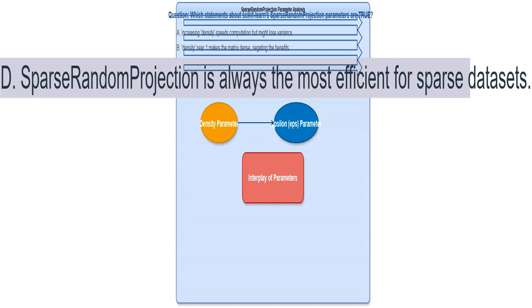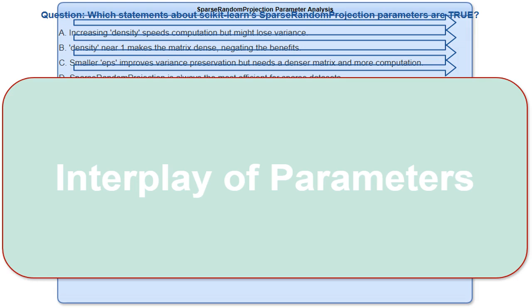I'm essentially controlling the acceptable error in the dimensionality reduction. Let's consider how the parameters interact. A smaller EPS necessitates a denser matrix, higher density, to preserve accuracy, thus increasing computation time. This highlights the need to balance computation speed with the desired level of accuracy when you choose the parameters for SparseRandomProjection.